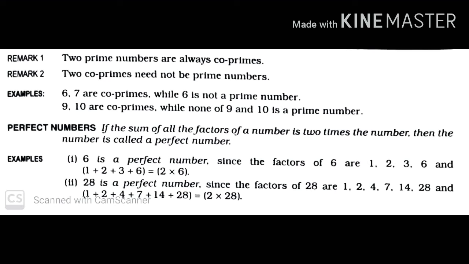The next is perfect number. What is a perfect number? If the sum of all the factors of a number is 2 times the number, then the number is called a perfect number. For example, 6 is a perfect number since the factors of 6 are 1, 2, 3, 6, and 1 plus 2 plus 3 plus 6 is equal to 12, which is twice the number. Okay, and again 28. 28 is also a perfect number because the sum 1 plus 2 plus 4 plus 7 plus 14 plus 28 is equal to 2 into 28, right?